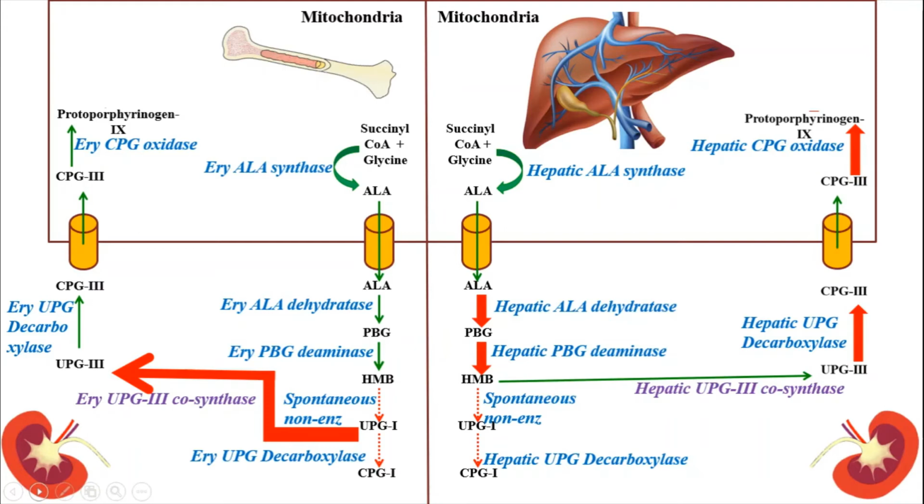Now here erythropoietic CpG3 oxidase is absolutely normal. This enzyme has no problem, so no anemia is there. And the name is coined according to the product obtained in urine. Here it is coproporphyrinogen. So the name is hereditary coproporphyria.